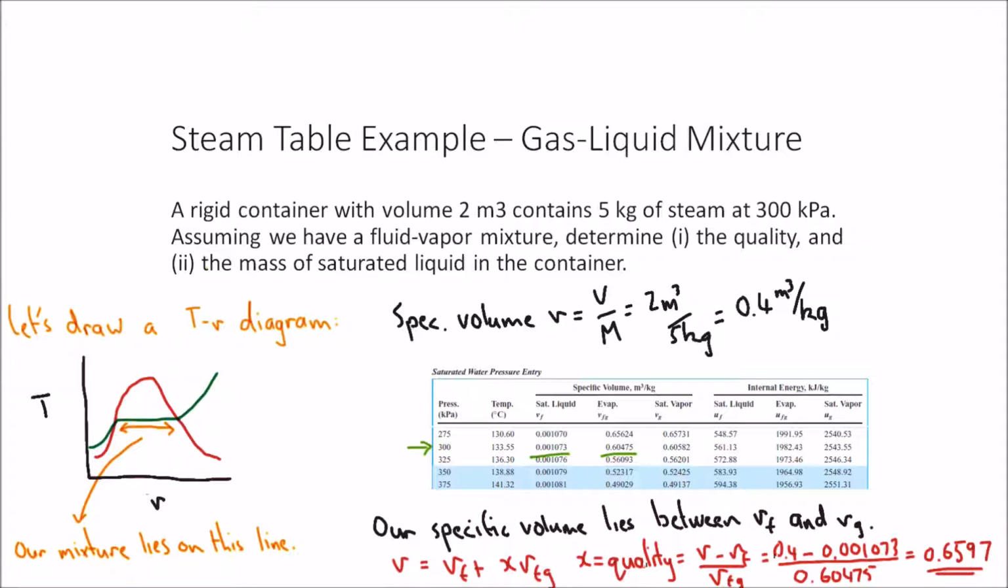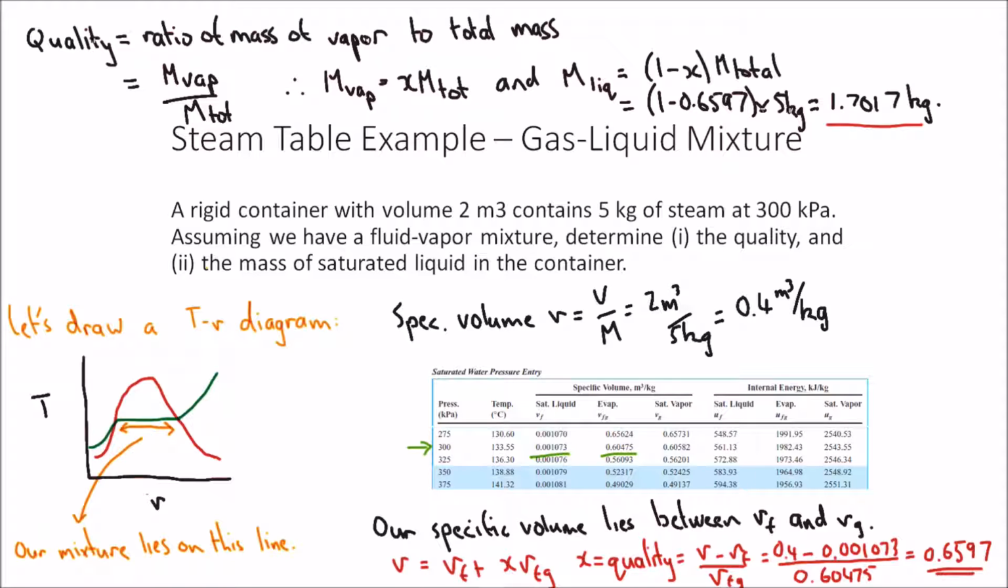There are 2 values. We know that our value is going to lie between Vf and Vg, so we need to solve for quality. Quality is computed using the formula I've shown there, V equals Vf plus X Vfg. X is our quality we need to solve for. You can see that that value Vfg on the table is very useful. It means we don't have to compute Vg take away Vf manually, and that computes out to be about 0.65.